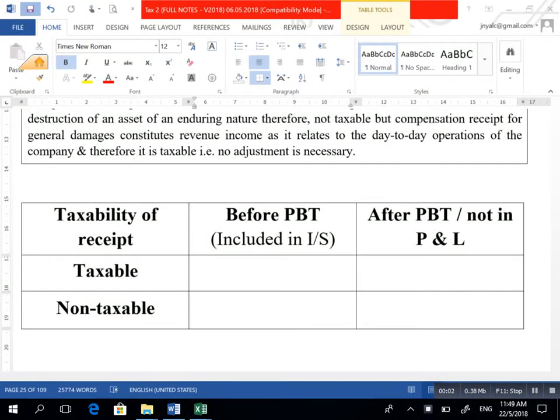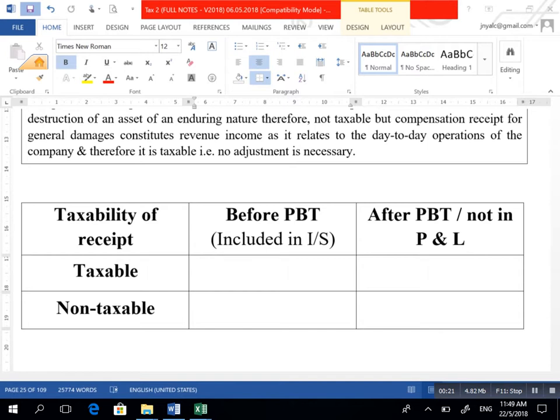Now we're going to fill up the adjustment in here, okay? Now we're talking about income, right? Now if let's say this is a taxable income, or let's say this is a non-taxable income, so what we need to do is the adjustment when we prepare the tax computation. Alright, now we talk about adjustment in the tax computation.